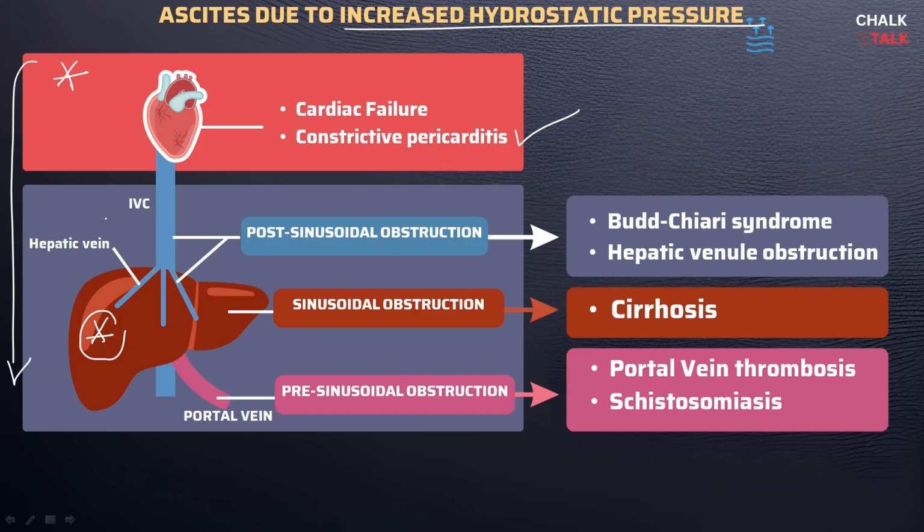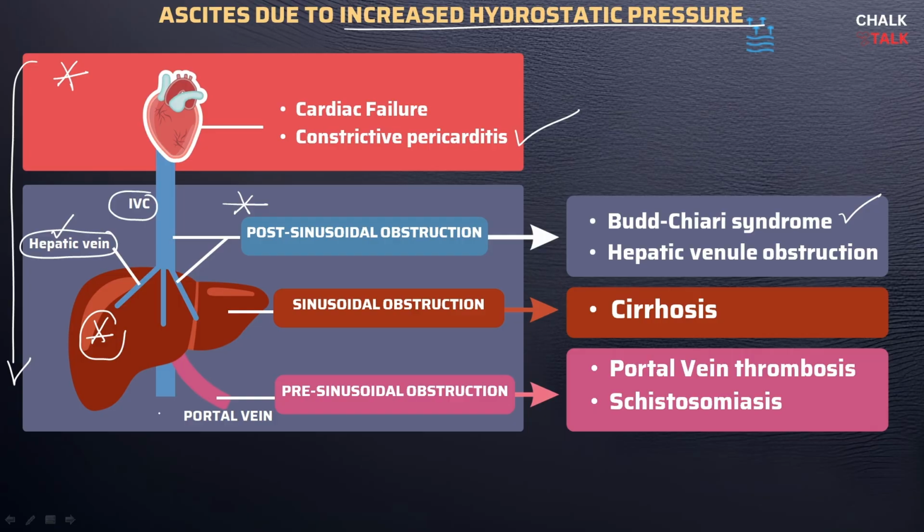The next, we're just going to take a look at right above the liver. We see structures such as the inferior vena cava and the hepatic veins. So obstruction in these structures can also lead to ascites, and specifically we're going to consider these areas as post-sinusoidal obstruction. So obstruction in the hepatic veins, as in Budd-Chiari syndrome, and hepatic venule obstructions can also lead to ascites. So think of it as a traffic jam in the major exit routes of the liver.